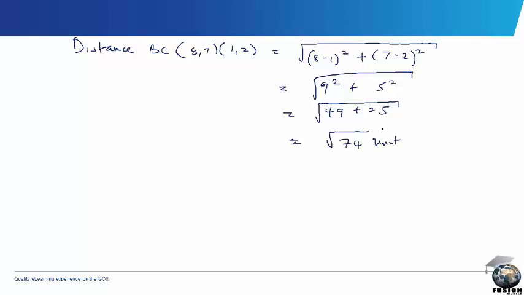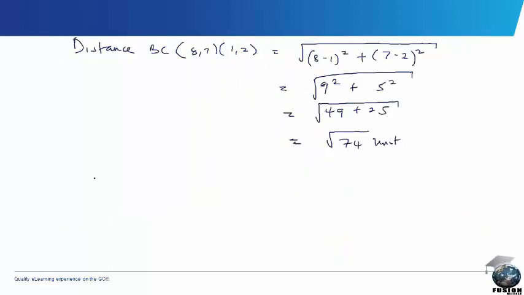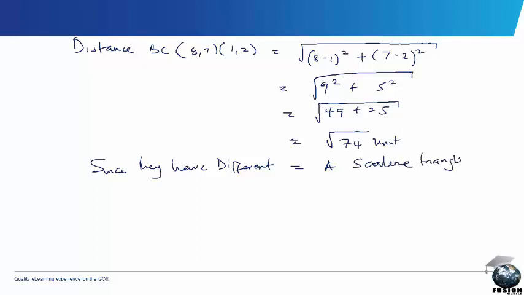You can see that the sides have different lengths, and since they have different lengths, it proves that it's a scalene triangle. Which means the sides will not be equal because their units are different.